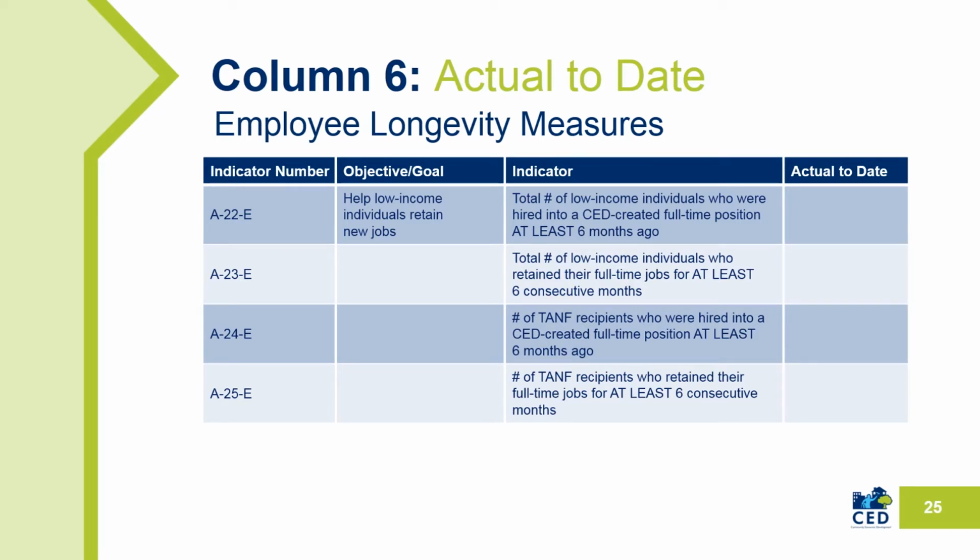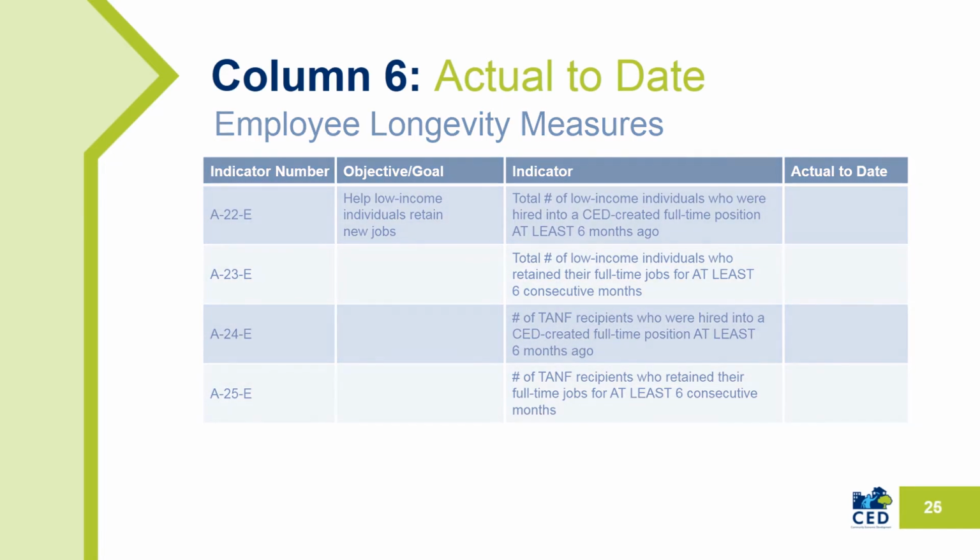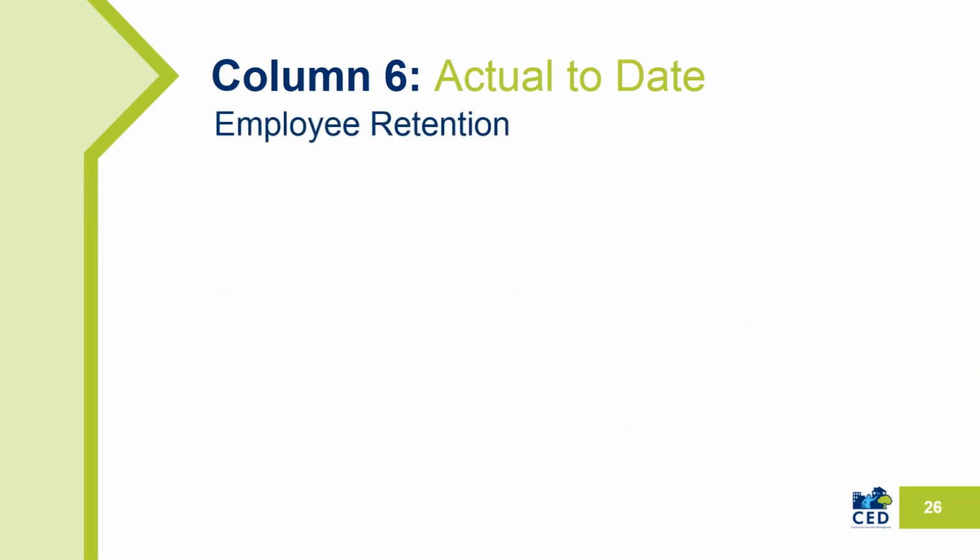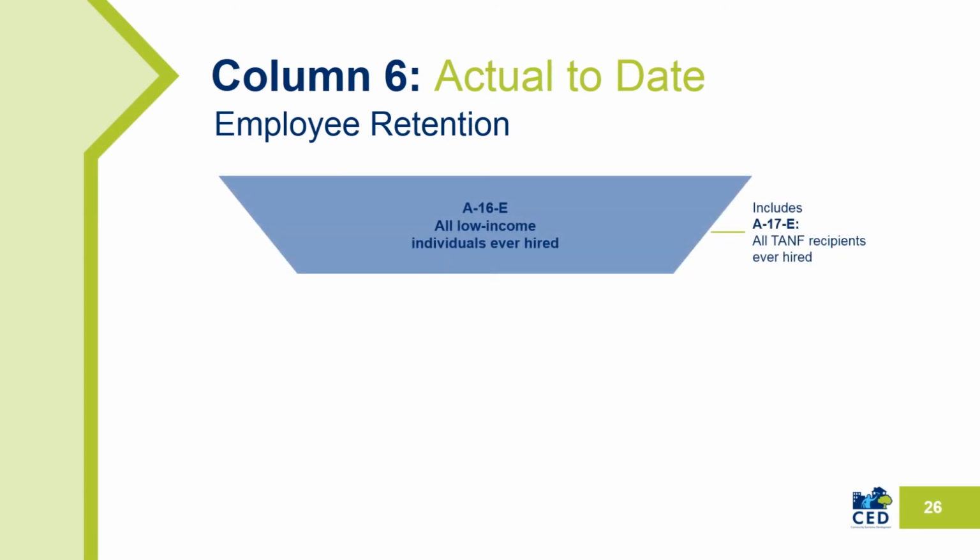Indicators A22E and A23E capture the number of low-income individuals, including TANF recipients, who have retained jobs for 6 months or more. Indicators A24E and A25E ask about TANF recipients only. Indicator A16E captures all low-income individuals ever hired. A17E is the subset of those who are TANF recipients.